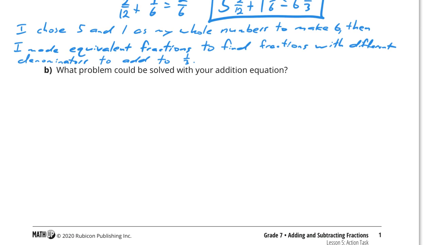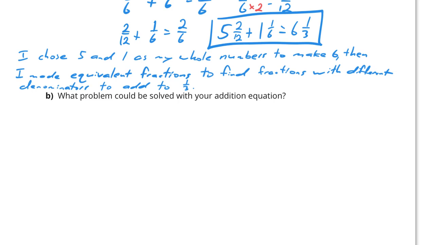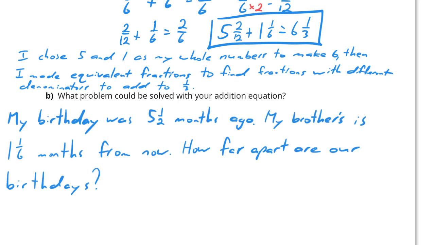Next it asks, what problem could be solved with your addition equation? And I might answer like this. My birthday was 5 and 2/12 months ago. My brother's is 1 and 1/6 months from now. How far apart are our birthdays?